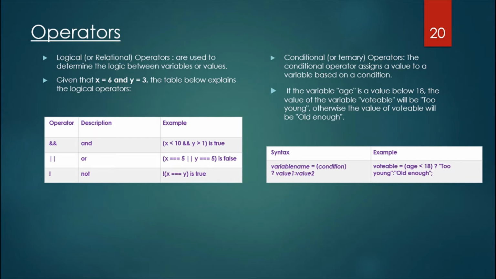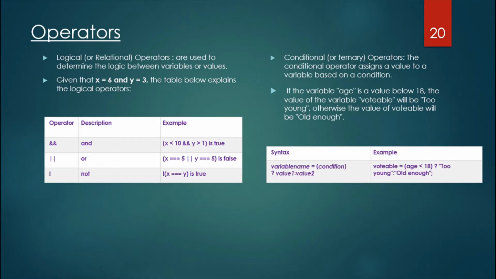So what is the AND operator? If both the conditions are true, then it is true. For the OR operator, if either one is true, then it is true. And for NOT, if x is true, then not x would be false. Also we have a conditional operator.